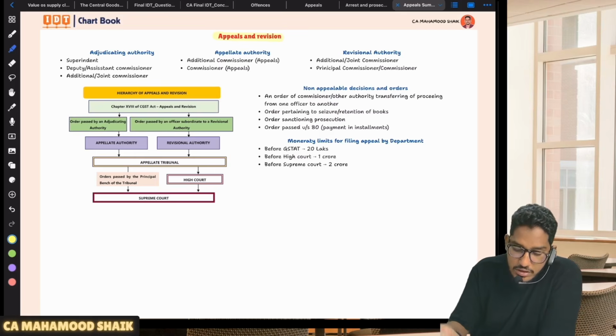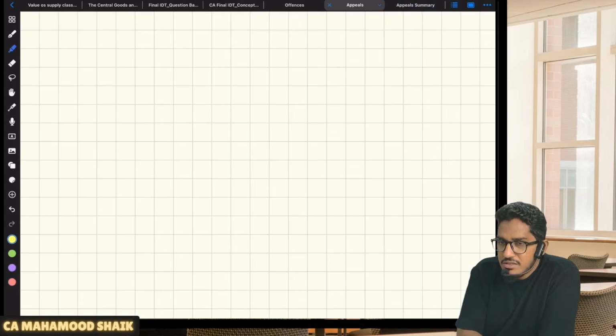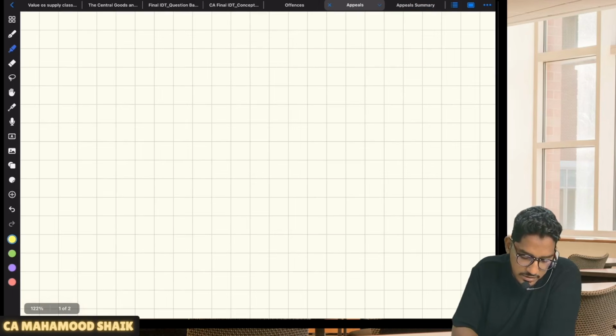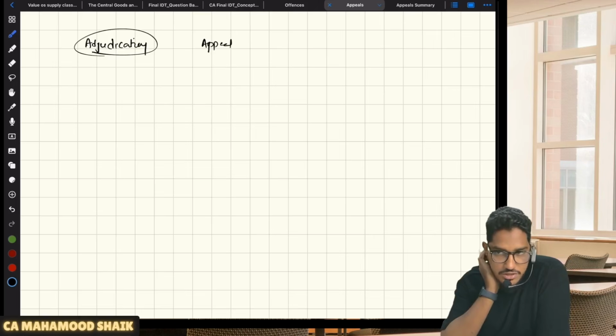But before we jump into the technical discussion, there are a few terms which we need to understand and become clear about. The terms are adjudication and appeal. Sir, what is meant by adjudication?